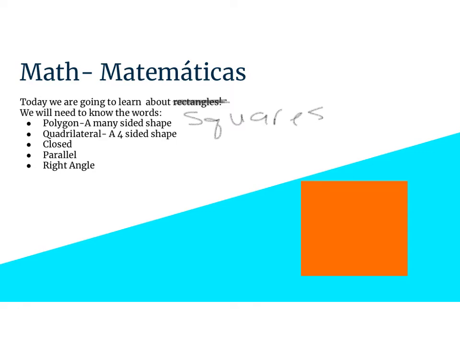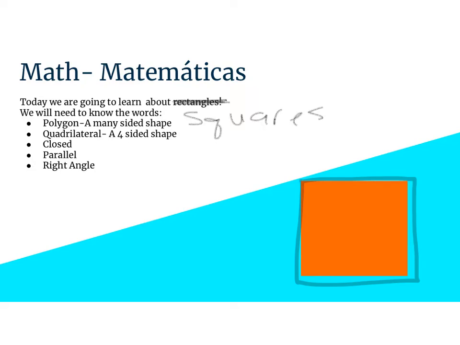Remember, a polygon is a many-sided shape. The sides do need to be straight and connected. A quadrilateral is a 4-sided shape. It's a type of polygon, but it only has 4 sides. And now we've learned that there's several 4-sided shapes, those being a trapezoid, parallelogram, rectangles, just to name a few. Closed, meaning that all the edges connect with one another. There's no openings or gaps. They connect there at the corners.